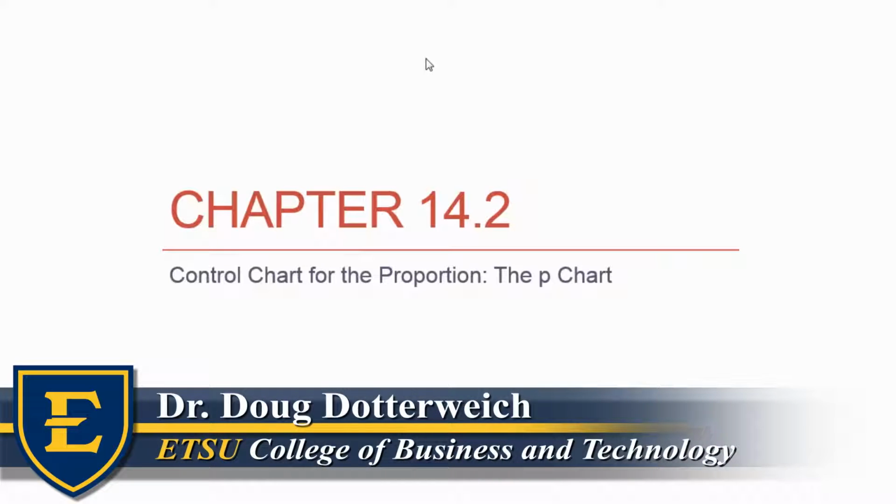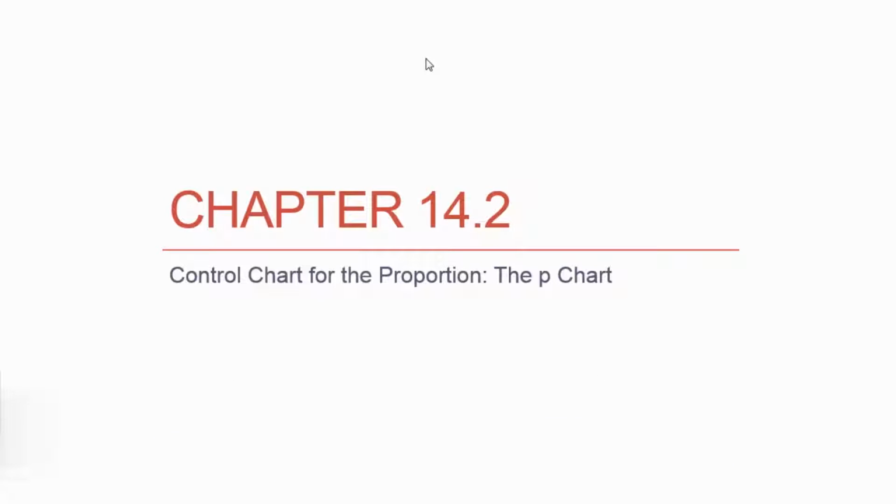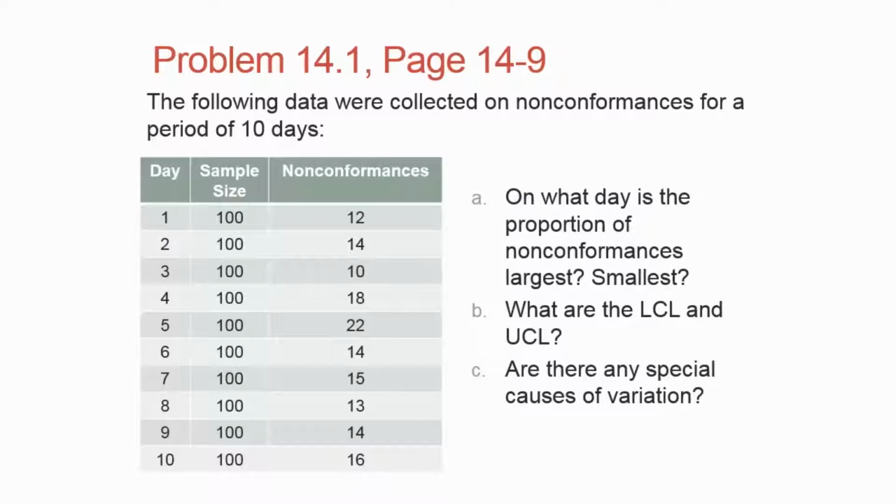Hello, I'm going to do some problems from chapter 14 today, which is the quality control chapter. And the first problem I'm going to do is problem 14.1, which is from section 14.2, problem 1, and it's a control chart for the proportion, also called a P chart. The particular problem that I'm doing is found on page 14-9, and it's problem 14.1, as I said.